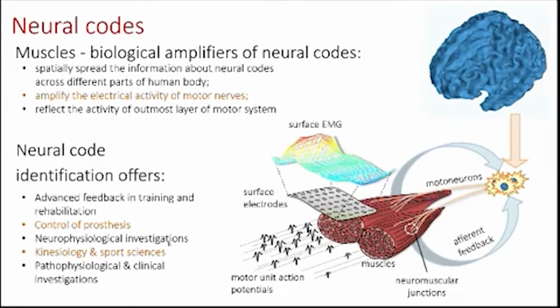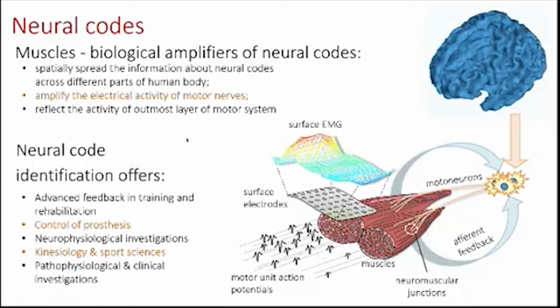And once you do that, you can use these neural codes for advances in feedback, in training and rehabilitation, for control of the prosthesis, in neurophysiological investigation, kinesiology, sports sciences, pathophysiological investigations, and many clinical investigations. So there are many applications that can follow out of this.